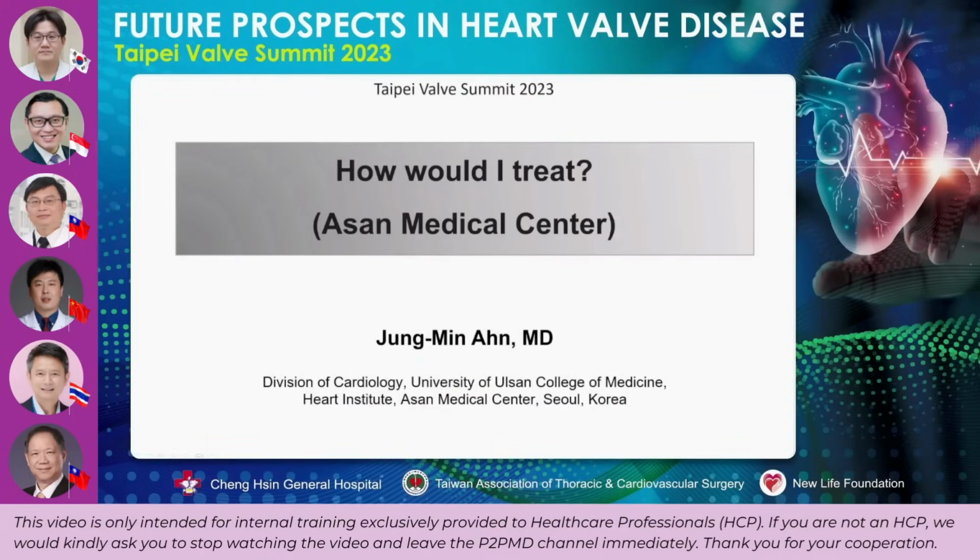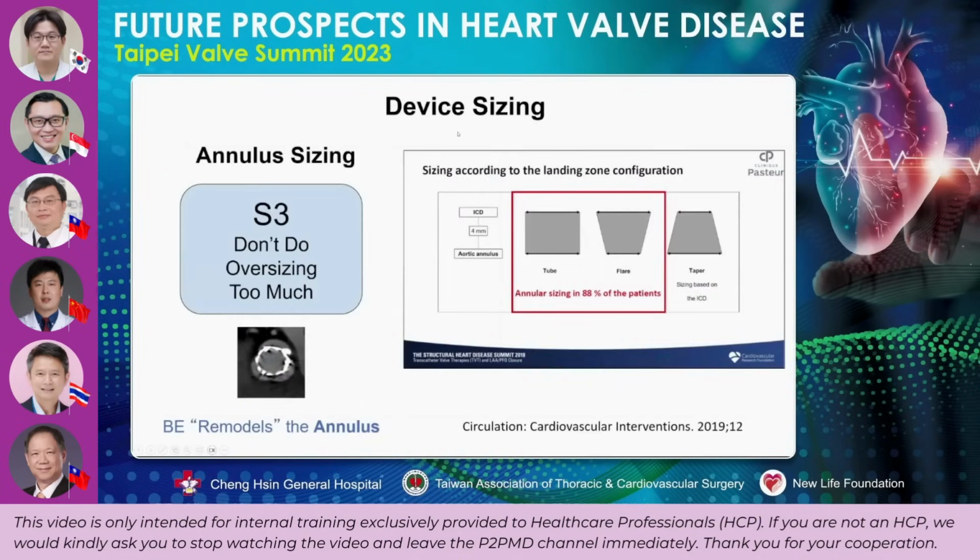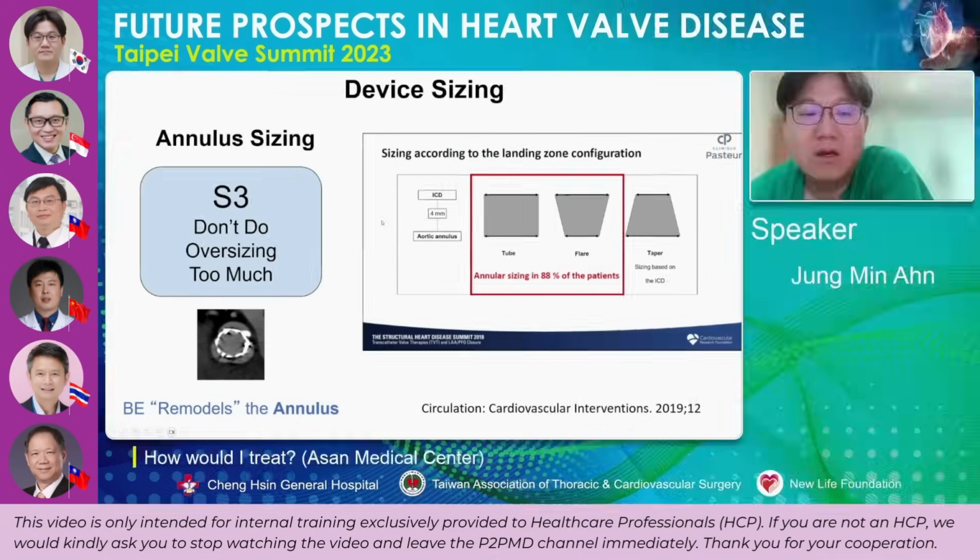So I'm Dr. from Asan Medical Center. I'd like to discuss how to treat this patient if this patient were our patient at Asan Medical Center. As you know, Asan Medical Center favored subplan 3 for even bicuspid AS after introduction. So the next issue would be the device sizing for subplan 3. Based on this paravalvular registry, the annulus is the smallest portion even in bicuspid AS. So we mostly use the annulus sizing instead of supra-annulus. We consider the supra-annulus structure, but we mostly depend on the annulus sizing.